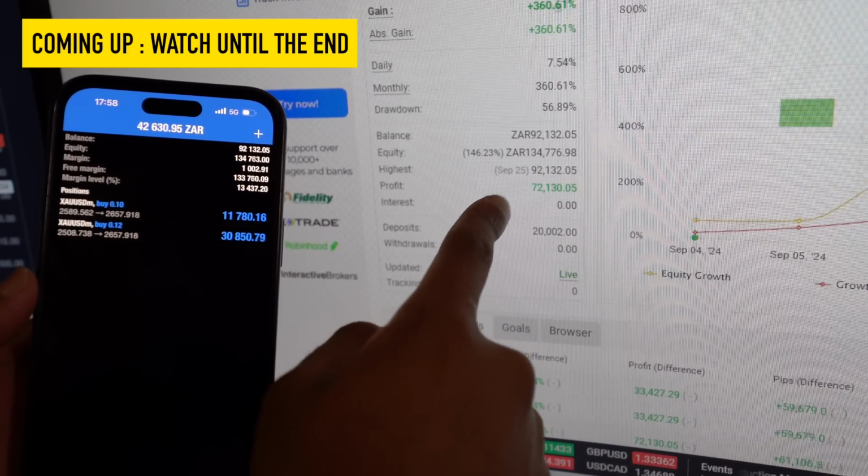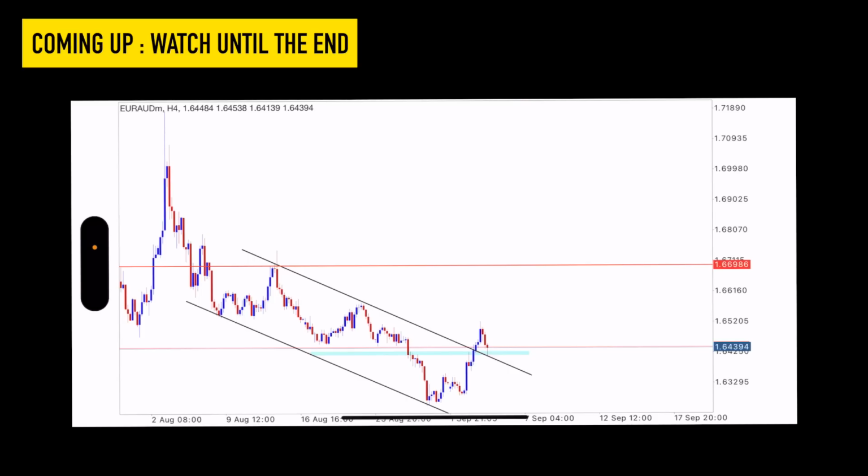You can see that's the profits I made. It just gives me an update live. We have broken outside of our bearish trend, so now we have a strong possibility of pushing towards the upside.